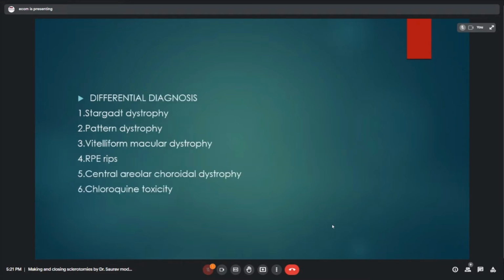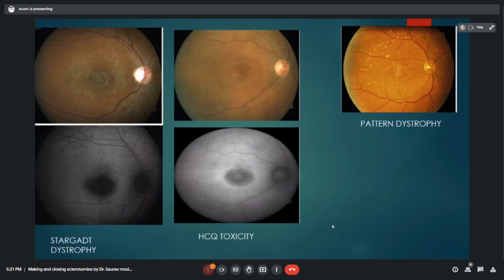Now there are many differential diagnoses like Stargardt's dystrophy, pattern dystrophy, vitelliform macular dystrophy, especially adult vitelliform macular dystrophy. RPE rips is just a differential diagnosis when seen, because one area appears to be RPE atrophied. But if we go on to see the fluorescein angiogram and OCT, we can very well differentiate. Then there is central areolar choroidal dystrophy and chloroquine/hydroxychloroquine toxicity.